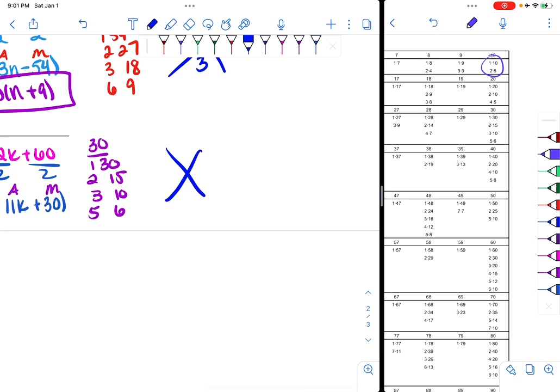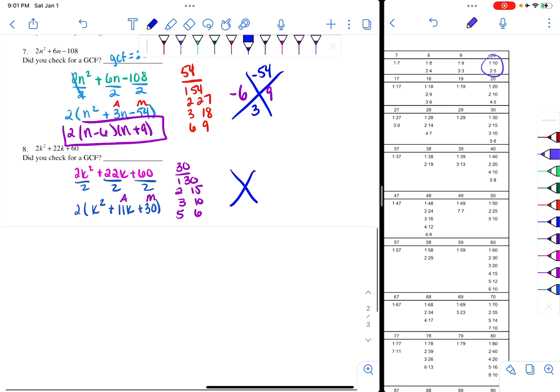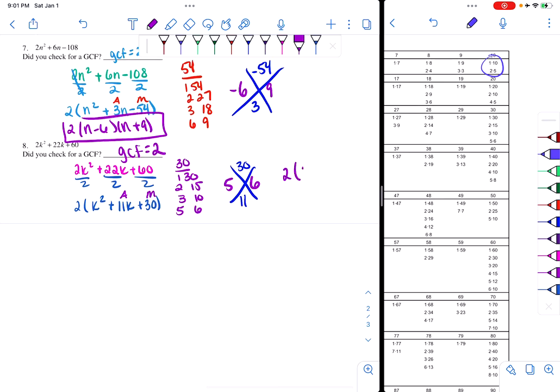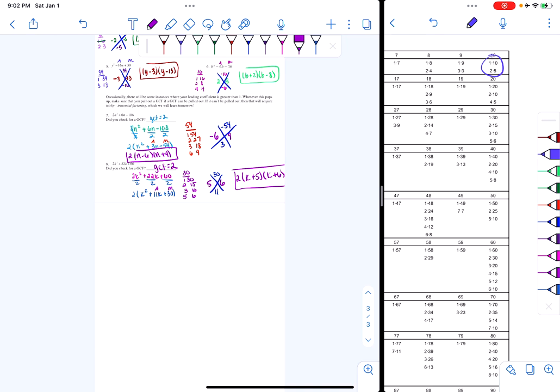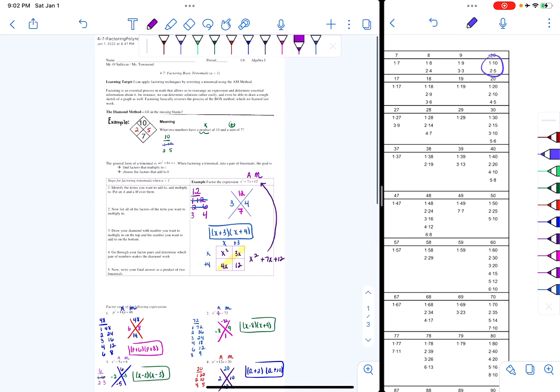I draw my diamond. I want to multiply to 30 and add up to 11. If I fill in my diamond, it's got to be a 5 and a 6. 5 times 6 is 30. 5 plus 6 is 11. Again, we forgot to do this blank, but my GCF was 2. So I can write this as 2 times k plus 5 times k plus 6. And that's my final answer. And that's how you factor trinomials where a is equal to 1. If you have any questions, email myself or Ms. Townsend.